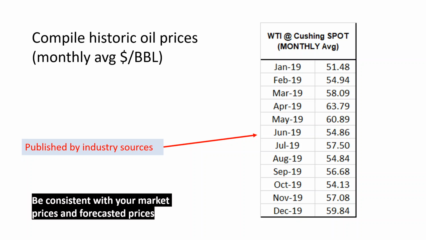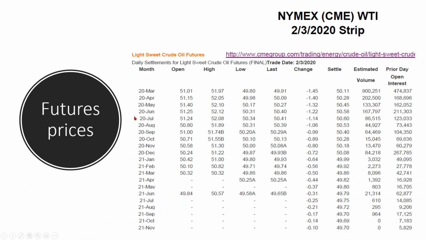And you have to be consistent. If you're choosing West Texas Intermediate for your historical prices, you have to use the West Texas futures price in your economic projection. So you can't mix South Louisiana Sweet historical prices and then use West Texas Intermediate for your forecast. So just be consistent. All right, so where do you get the futures price?